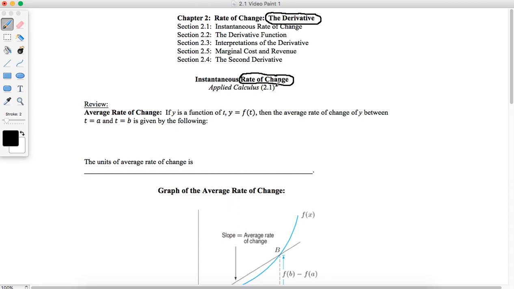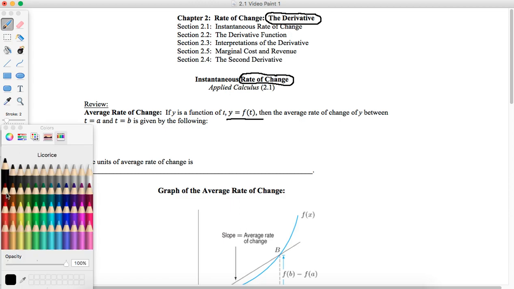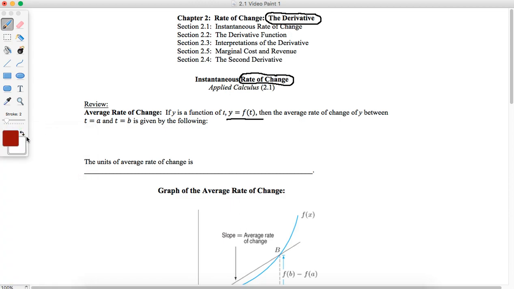Instantaneous rate of change. Well, before we get there, we're going to review average rate of change, which we already defined. It says if y is a function of t, that means we can write y equals f of t, then the average rate of change of y between t equals a and t equals b is given by the following. And remember, when we were dealing with average rate of change, the purpose is, unlike linear functions, when we have functions that are nonlinear, if we want to talk about average rate of change, we can use the slope of the secant line to help us get that.